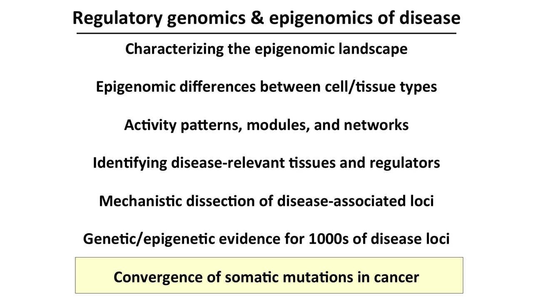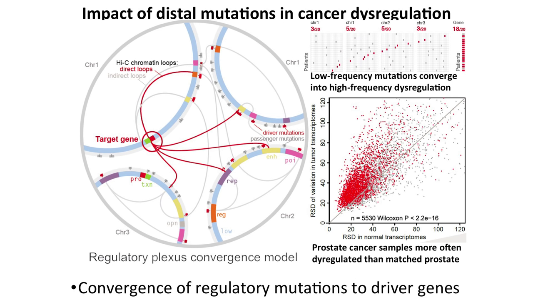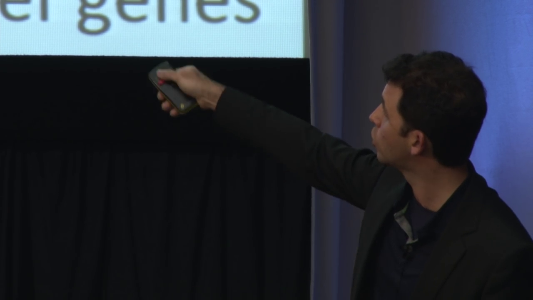So in the last 2 minutes, I'm going to tell you about the convergence of somatic mutations in cancer. I've told you about these genome-wide significant variants, these rare variants of potentially weak effect variants. And now I'm actually going to shift to somatic mutations. What Richard Cooper Salari in the group did is he actually asked about mutations that are happening not at the gene itself. So he basically said, well, prostate cancer doesn't have a lot of protein coding mutations. Let's start looking at the non-coding mutations.